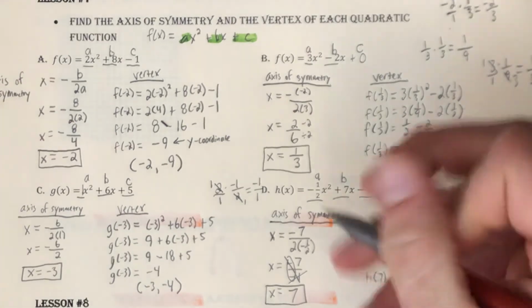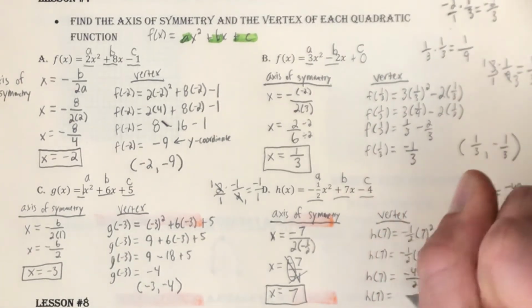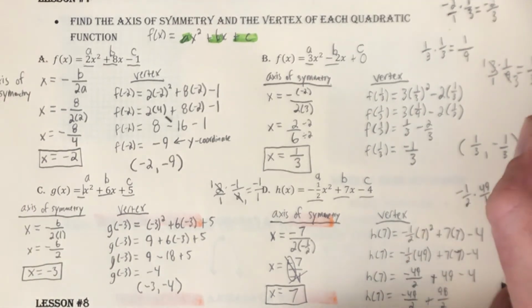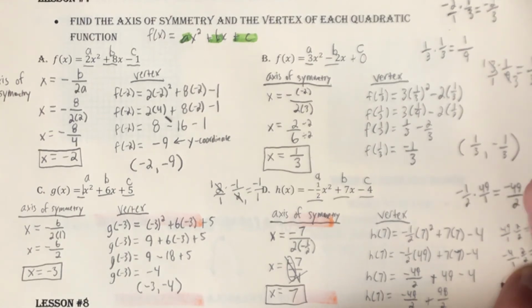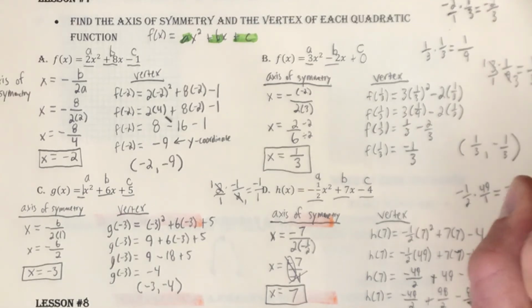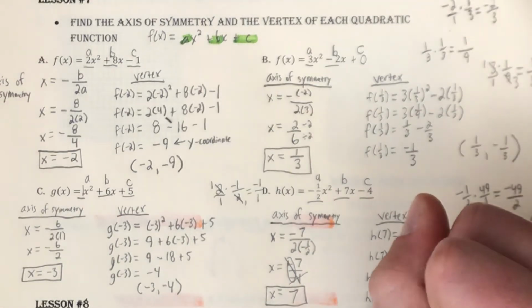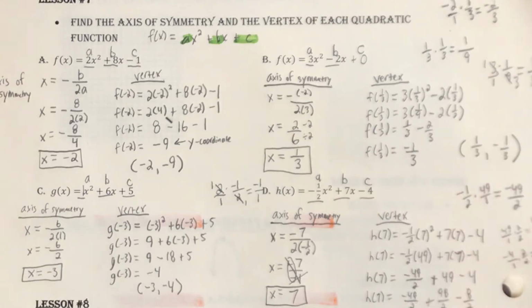So converting that, I've got h of 7 equals negative 49 halves plus 98 halves. And then doing the same over here, negative 4 over 1 times 2 over 2, which is negative 4 times 2 is negative 8, and 1 times 2 is 2. So I've got negative 8 halves. So then once I'm here, I can now combine those across. So here we go, h of 7 equals negative 49 plus 98.